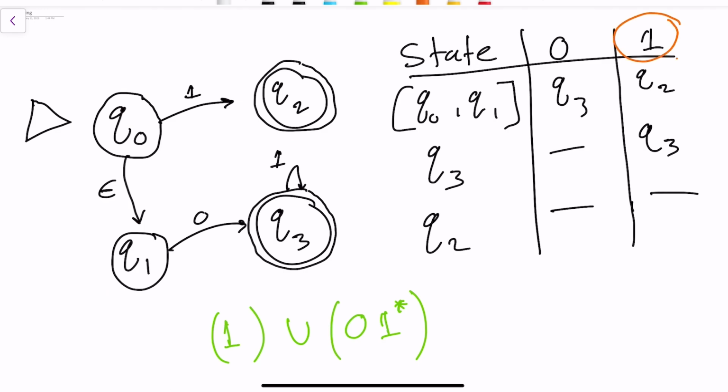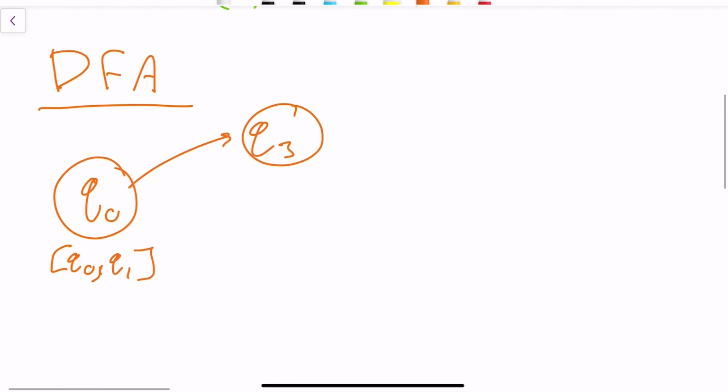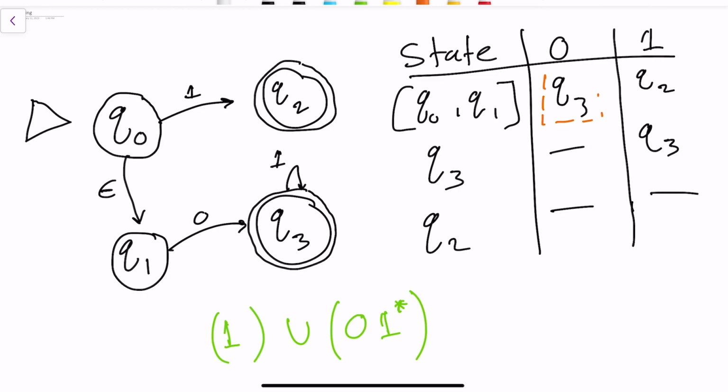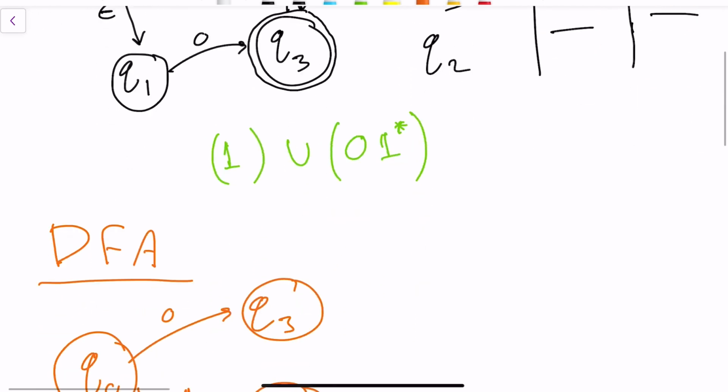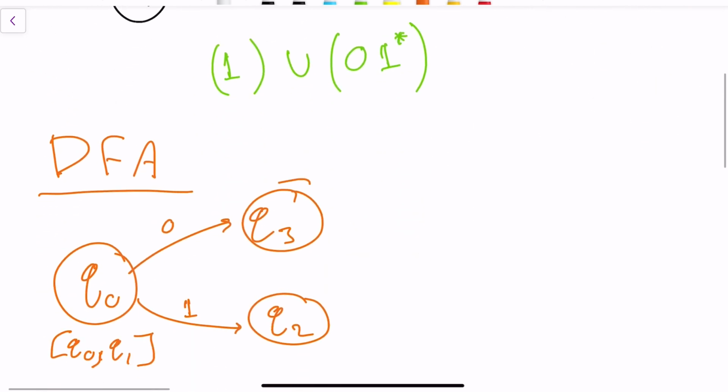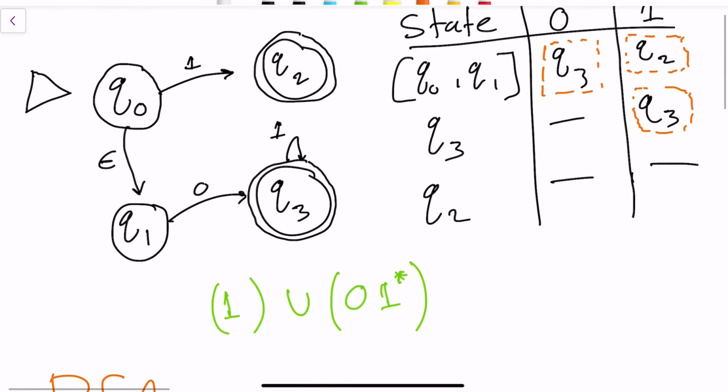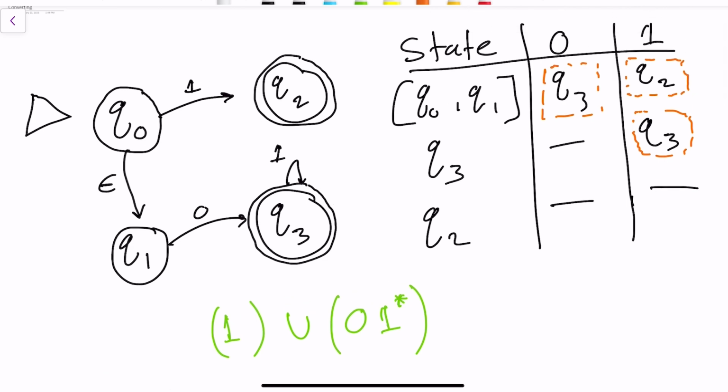And we see that on input 1, we go to Q2. So Q0 will go to Q2 on input 1. For simplicity, I'll just highlight any that are accept states. So Q3 is an accept state, and so is Q2. Next, for Q3, we see that on input 0, it goes to a trap state, which means it's completely rejected.